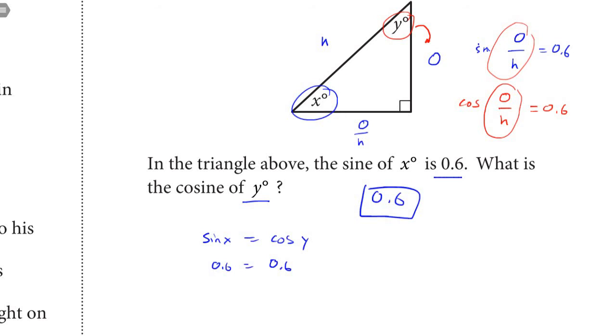Okay? If you're a little confused, pause this video and try to work this out again. Just think about, if we're saying the sine of the angle x, what sides are we talking about? And if we're talking about the cosine of y, what sides are we talking about? If you work it out, you'll see that the ratios of both the sine of x and the cosine of y are the same, and hence 0.6.